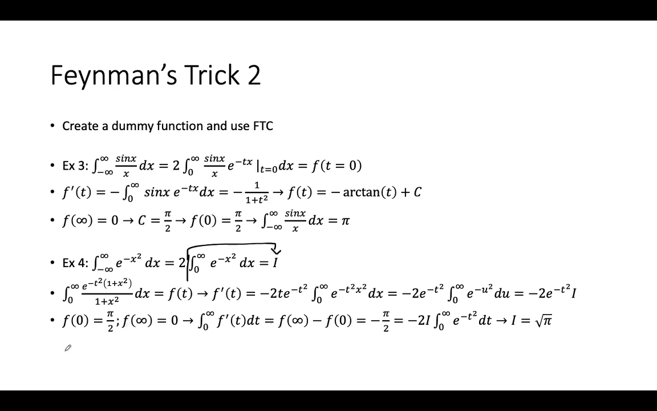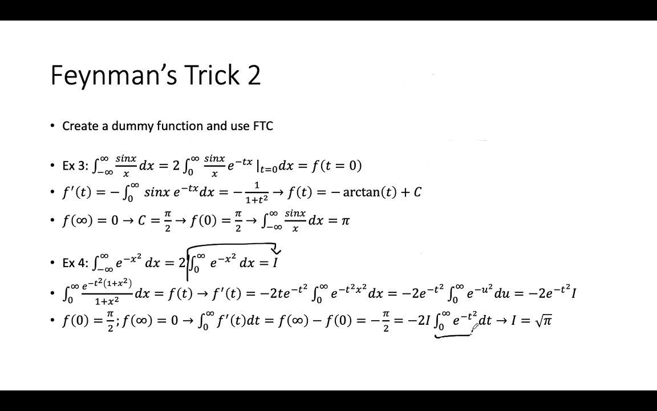Actually, you can just do this integral. You can see that it's arctan like this. And then you just evaluate from 0 to infinity, and you'll see that the same bounds apply. So the integral of f prime of t is going to be f of infinity minus f of 0. That's minus pi over 2. And that's minus 2I times the integral of e to the negative t squared dt. So that is just I squared, right?